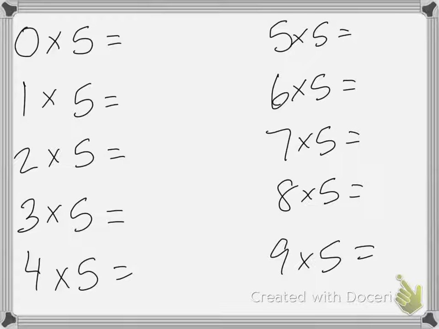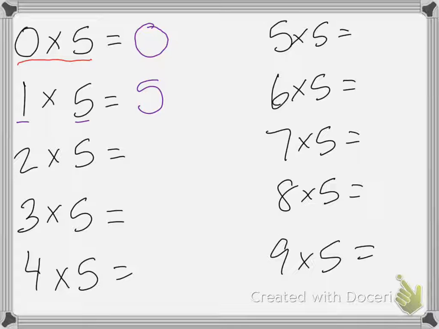So this first one, I have 0 groups of 5 pennies. Well, if I have 0 groups, that means I have no pennies, so my answer will be 0. If I have 1 group of 5 pennies, then I will have just 5 pennies. I only have 5. Okay, and we do it by multiplying.